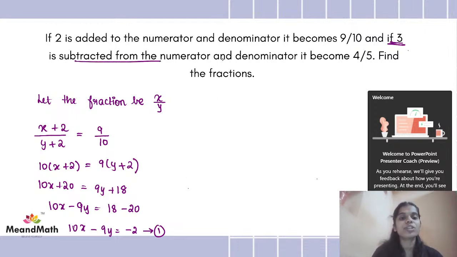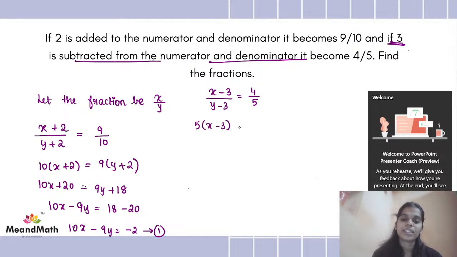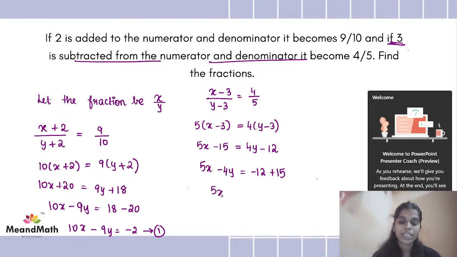If 3 is subtracted from the numerator and denominator, (x-3)/(y-3) equals 4/5. 5 times (x-3) equals 4 times (y-3). 5x minus 15 equals 4y minus 12. 5x minus 4y equals minus 12 plus 15. So 5x minus 4y equals 3. This is equation number 2.